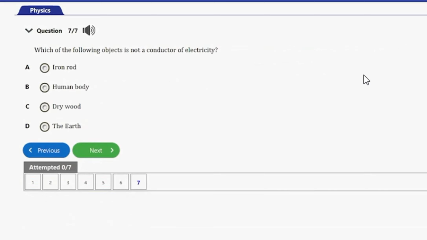That's question number 7 here. It says, which of the following objects is not a conductor of electricity? We have A, iron rod, B, human body, C, dry wood, and D, the earth. So guys, the answer to this question is option C, and that's the dry wood. Dry wood is not a conductor of electricity, but all the other options here can conduct electricity. So that's it for this question, and this is where we end this video for today, guys.